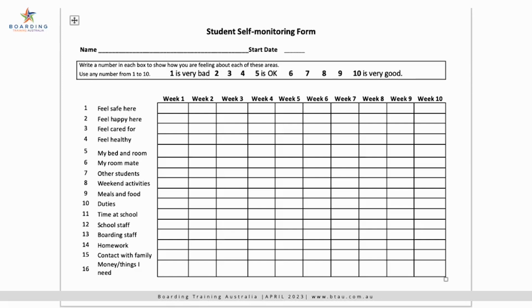Do you feel safe here? And they'll put down a 1, 2, 3, right up to 10. Do you feel happy here? Do you feel cared for? And people adjust or amend these forms to suit their own boarding residences. So that's how we can recognise, or find out, what individual student needs are.